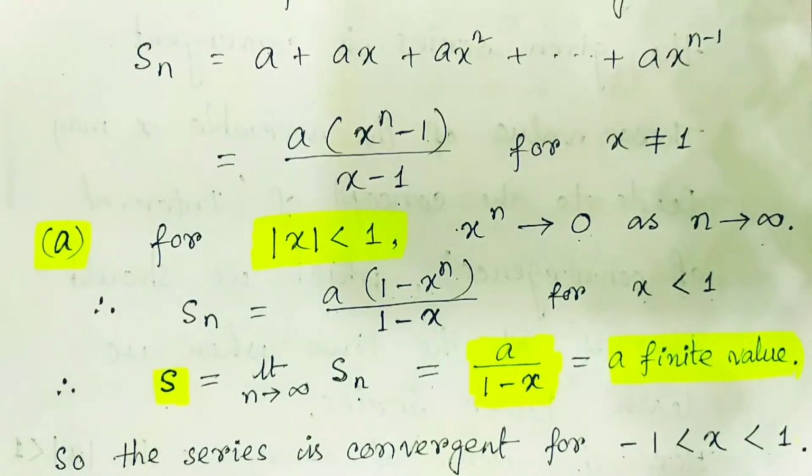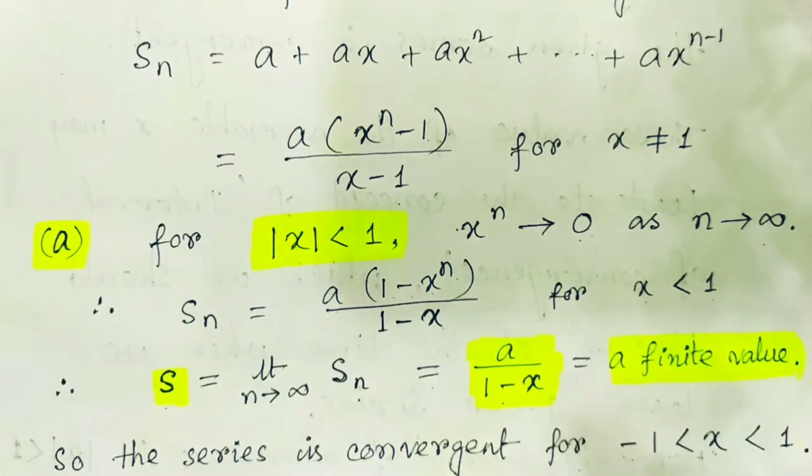Further on, we are going to discuss what happens if x is exactly +1 or exactly -1. But here, just look, it is a unique and finite value. So the given series is convergent when x lies in between -1 and +1.